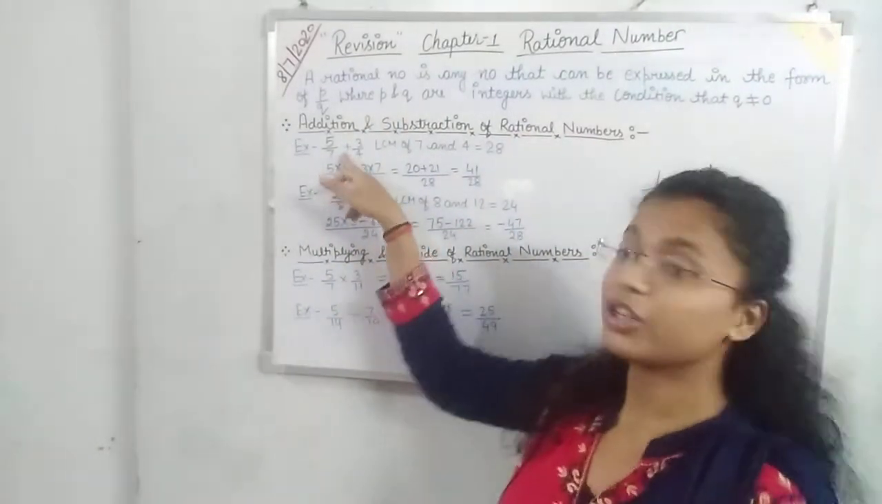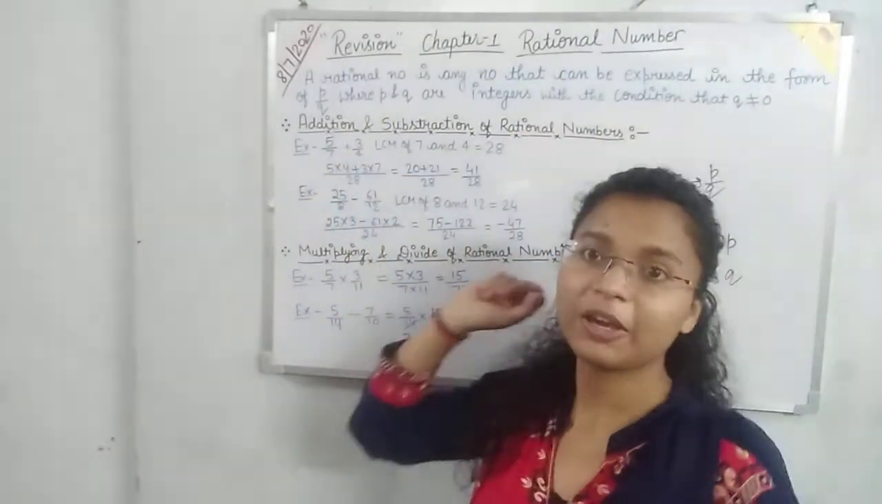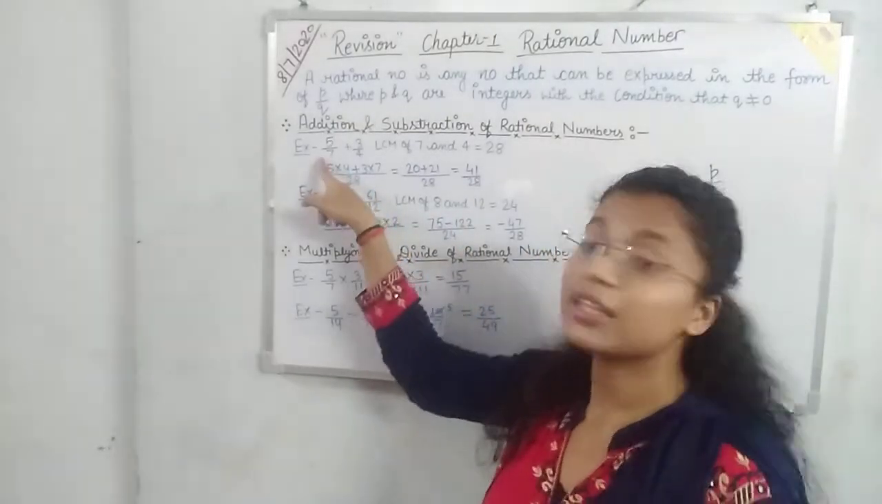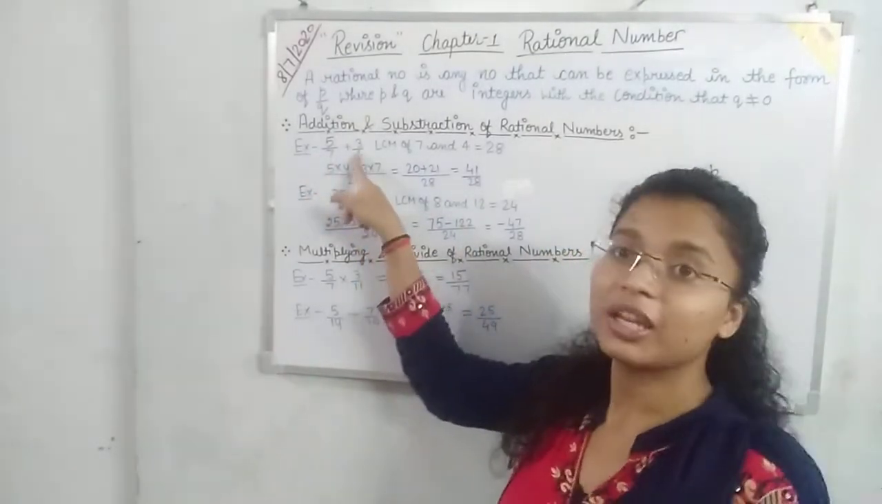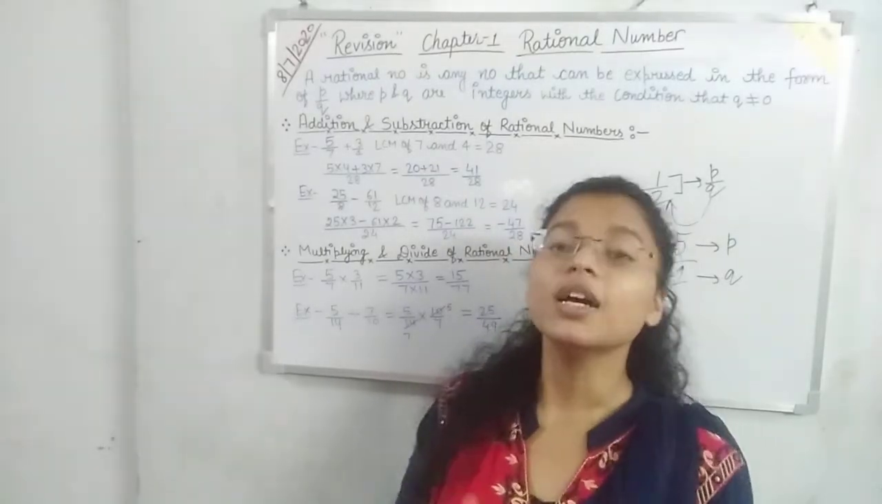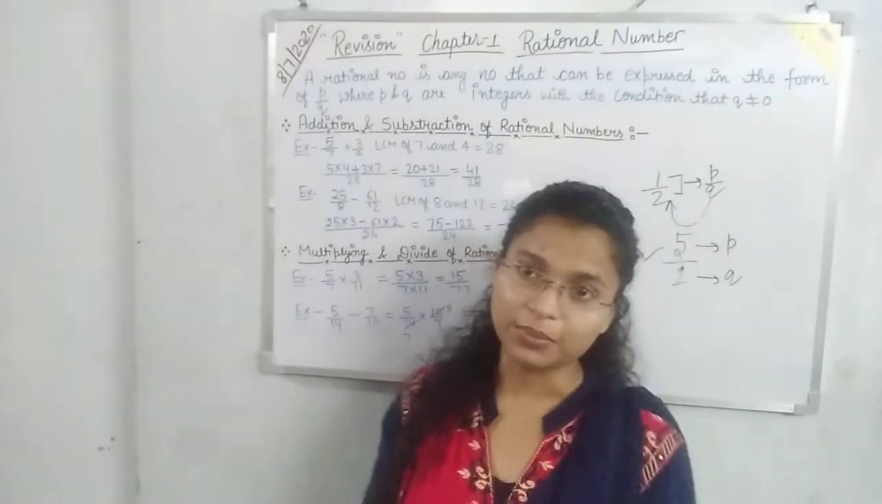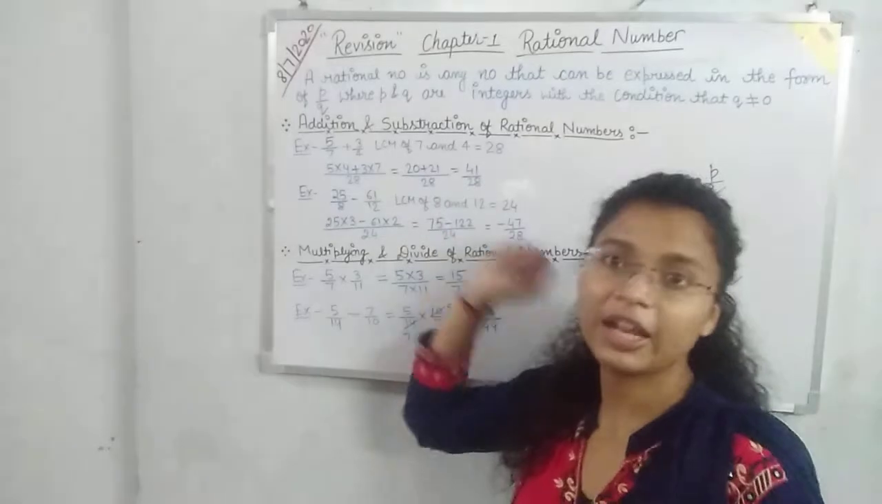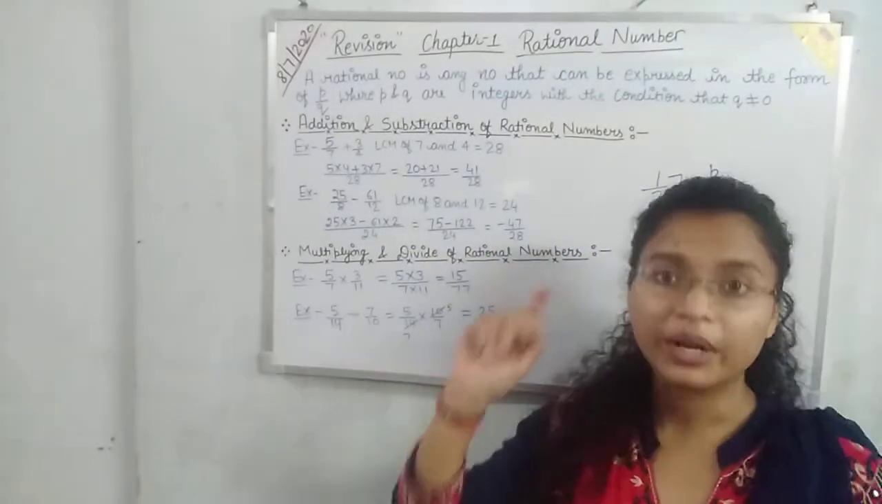This is the first question. 5 by 7 plus 3 by 4. Here the denominator is 7 and here the denominator is 4. The denominators are not same. So first you have to take the LCM. Take the LCM of 7 and 4 and you will get 28.